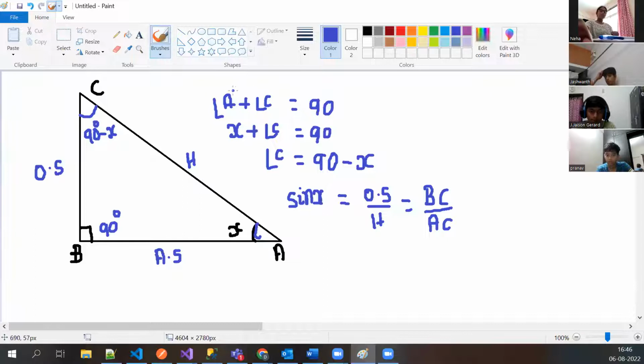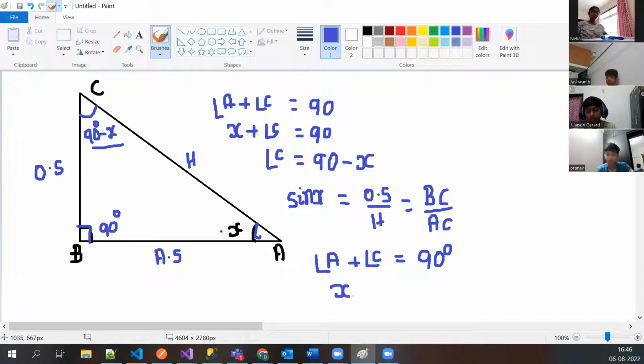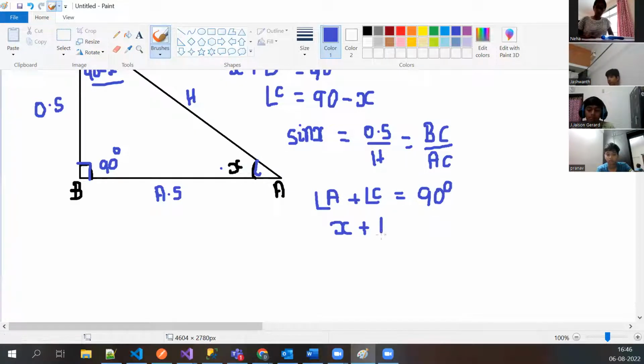Now, we know that angle A plus angle C equals 90 degrees. Why is it 90 degrees? Because in a triangle, the sum of the three angles is 180 degrees, and this is a perpendicular line, so this is 90. This plus this is 90. Angle A equals x, and then angle C equals 90 minus x. You can put it like that only. Is it clear, everyone? Yes or no? Now I can write this as 90 minus x.